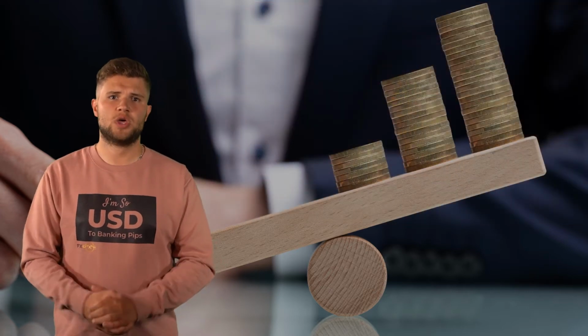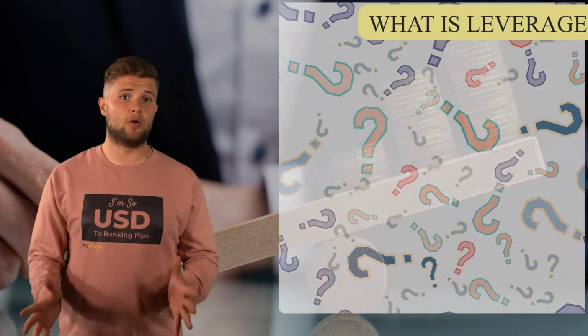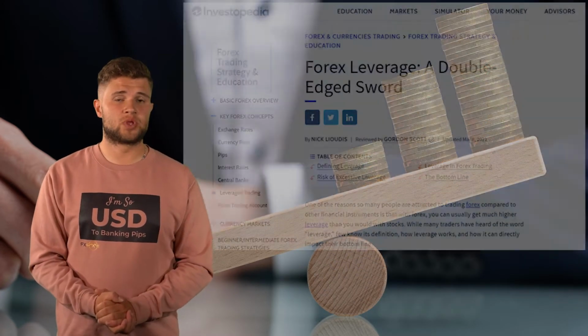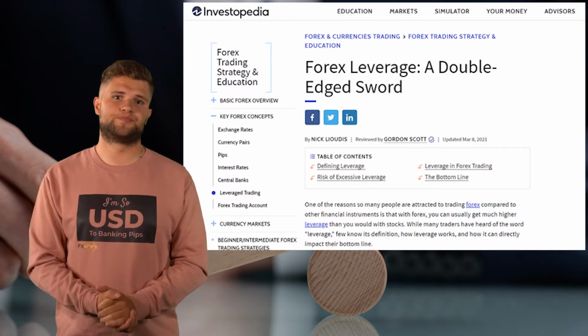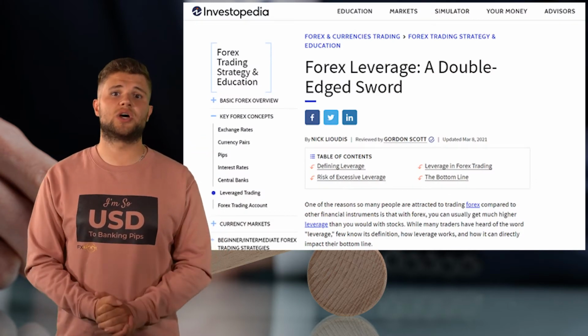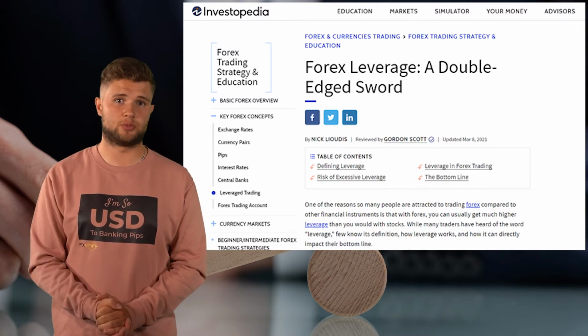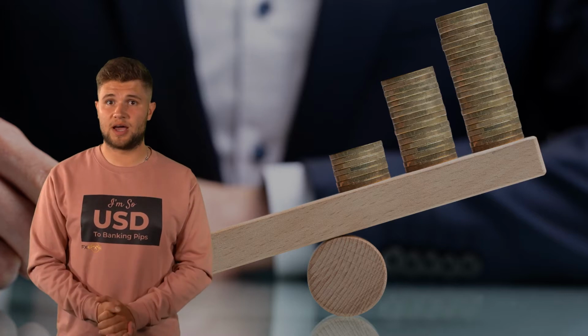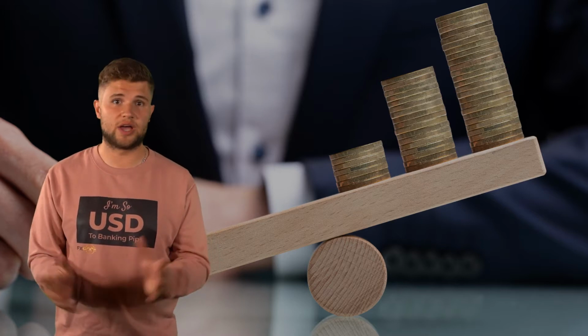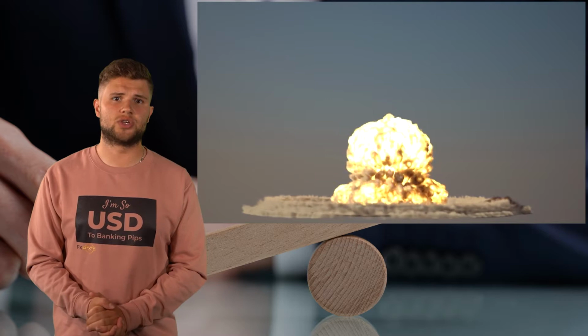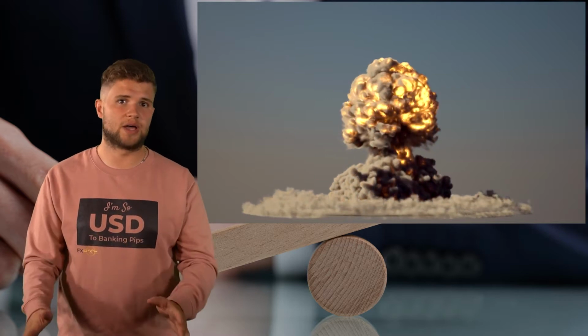One of the first things you will have to select and decide on when you first open your brokerage account is how much leverage you want to trade with. So let's start there. What is leverage? Well, as Investopedia puts it, leverage is a double-edged sword. It is one of the main deciding factors that brings people to wanting to trade Forex over traditional trading options. Leverage is what allows you to turn $500 into 10 grand. But it is also the reason why so many accounts get wrecked.